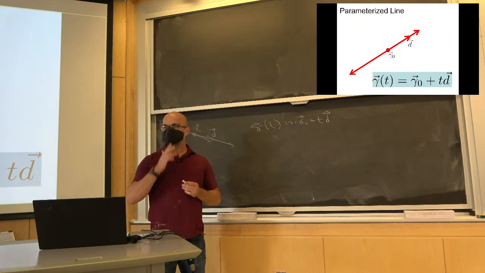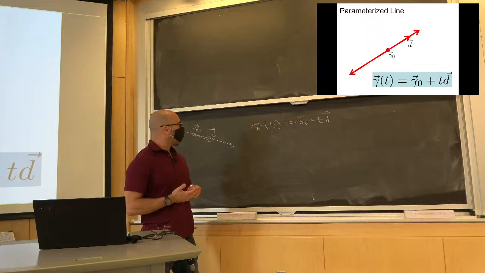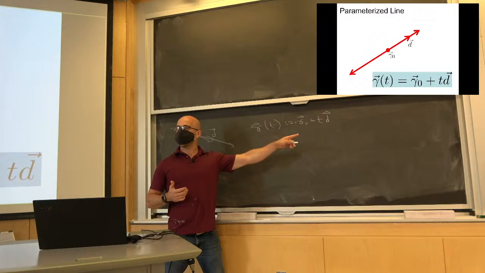Just one thing to double check here for sanity purposes. Let's say that I give you a pair of two gamma zeros and two d's. Do those necessarily make different lines?